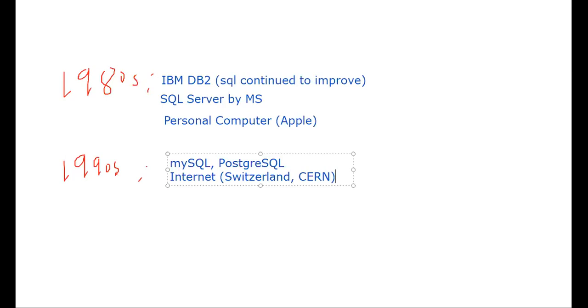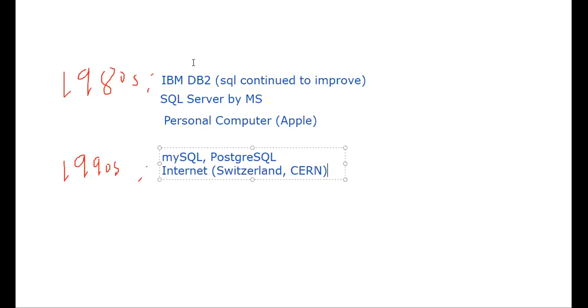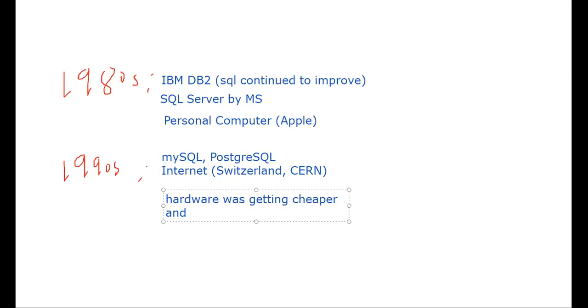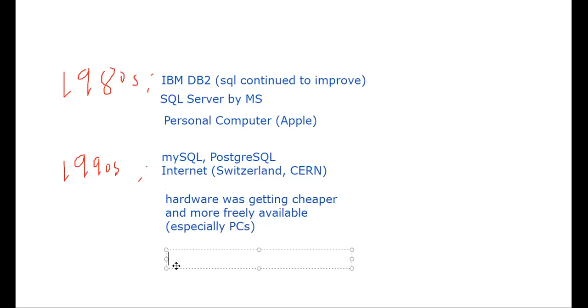And now we come to the domain which concerns us quite a lot. By this time, when we had the internet, the hardware was getting cheaper and more freely available, especially personal computers. So every company started to have their own personal computer. And in the 1990s we also had the launch of Windows. I think Windows 3.1 was launched in the 1990s initially. And then obviously we had Windows 95, then Windows 98, which was a huge failure, and then Windows 2000, and then Windows XP, which was very successful.